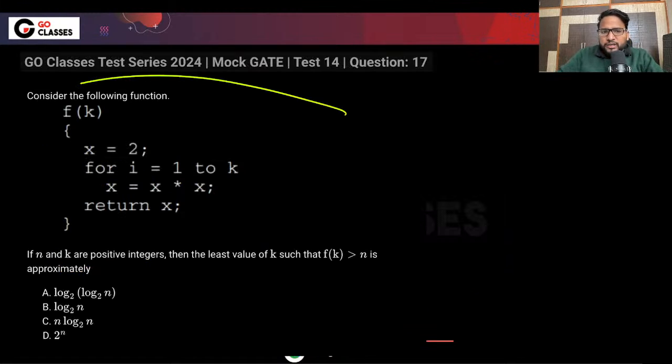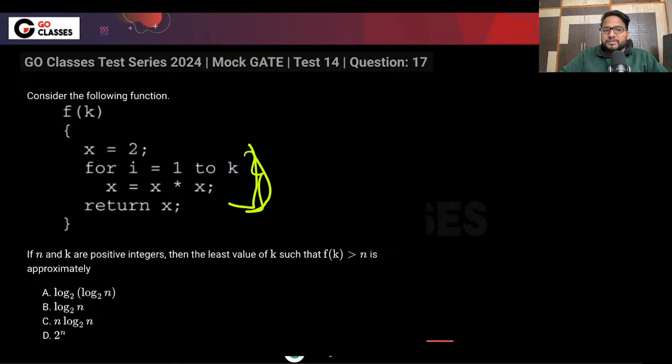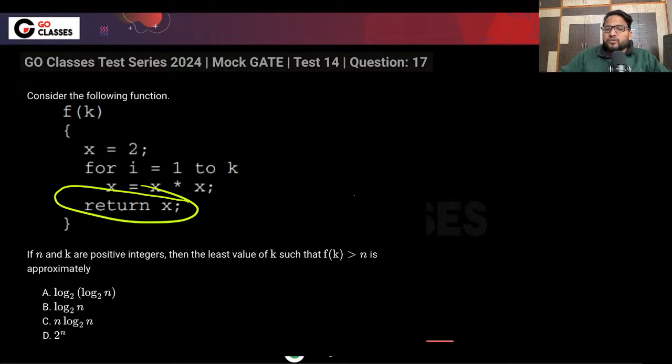So this question is also an easy and nice question. What this question is saying is the least value of k such that f(k) is greater than n. So basically, if you run this loop, what is f(k)? f(k) is basically this loop running k times. So f(k) is the value returned by this particular function, the value returned is x. Let's first see what it is returning, right?